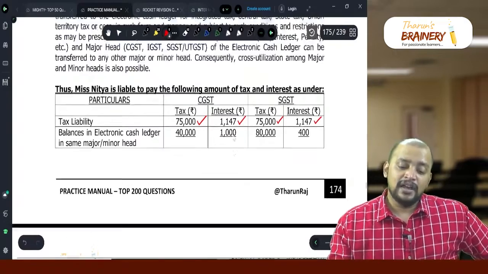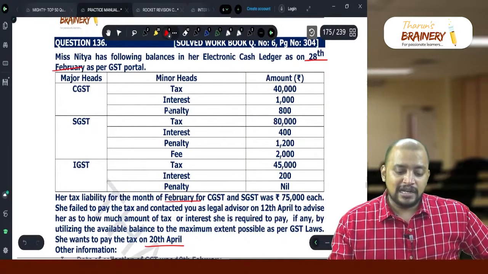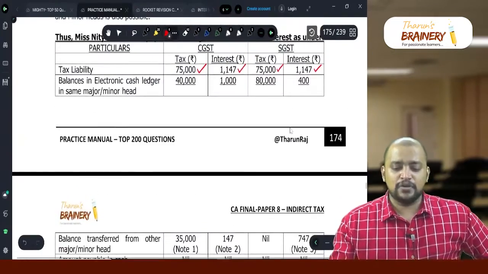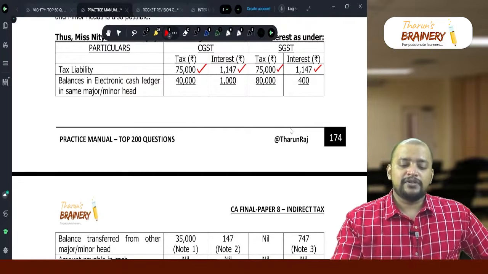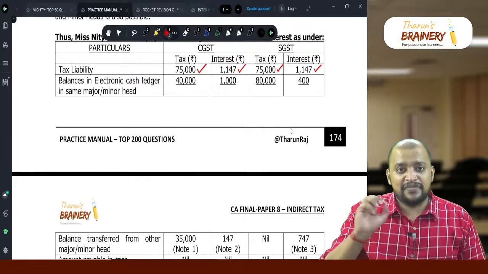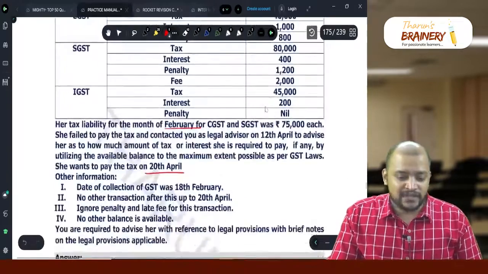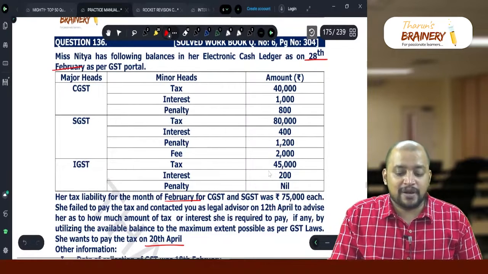Now, how much balance is there? CGST tax 40,000, interest 1,000; SGST tax 80,000, interest 400. First we will use the balances. So, 40,000, 1,000, 80,000, 400. Now for CGST there is still a shortfall. How much shortfall? 35,000. From where can we transfer that 35,000? You can see here we have it in IGST.